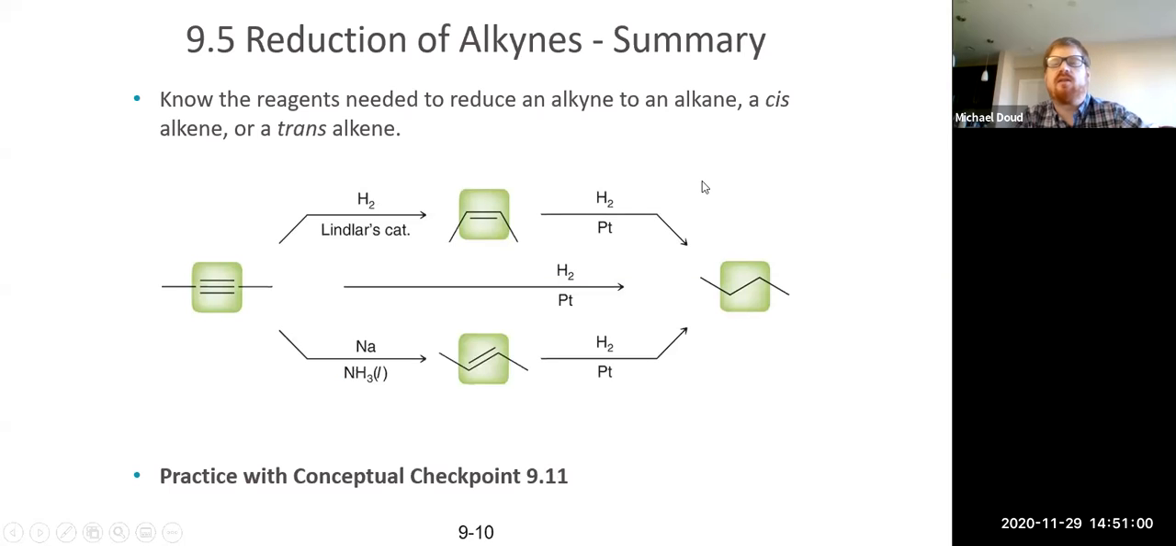Okay, so this gives us a little bit of flexibility here. Hopefully these synthesis charts are getting more and more familiar to you, but basically you can take your alkyne. If you react it with hydrogen on platinum, you're going to get the alkane. If you use H2 and the Lindlar's catalyst, that gives you the cis alkene. If you use sodium in ammonia, that gives you the trans alkene. And then either of those alkenes can be further reduced to the alkane, just using the stuff that we used in the previous chapter, which is, again, hydrogen on platinum.